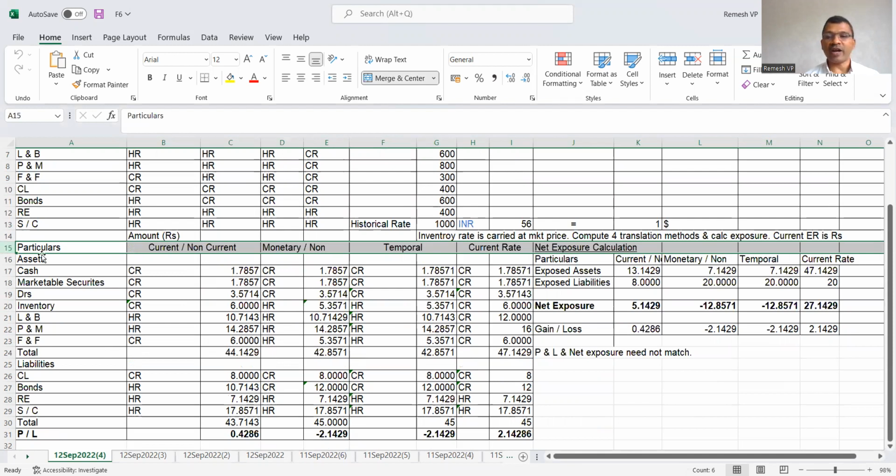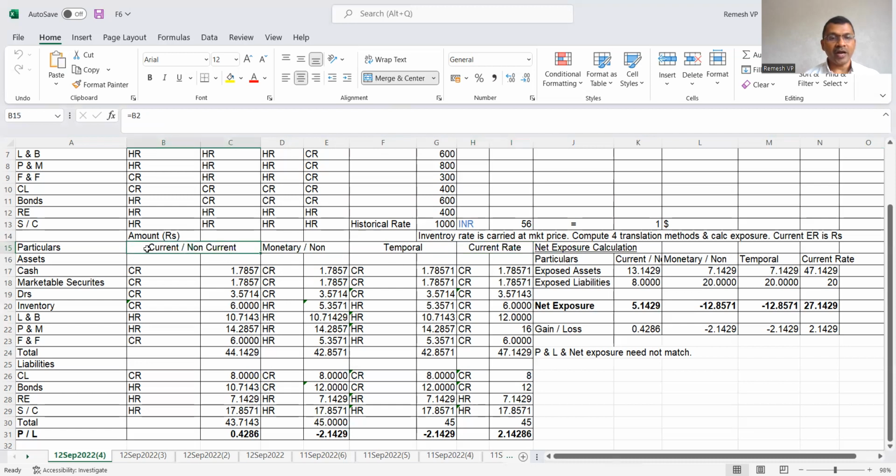And there are 4 different methods of calculating the international translation exposure, isn't it? These are current and non-current, monetary and non-monetary, temporal, as also current rate. What are the differences in these different methods? In the current rate method, all quantities given are taken at the current rate only, except the capital, which is taken at the historical rate.